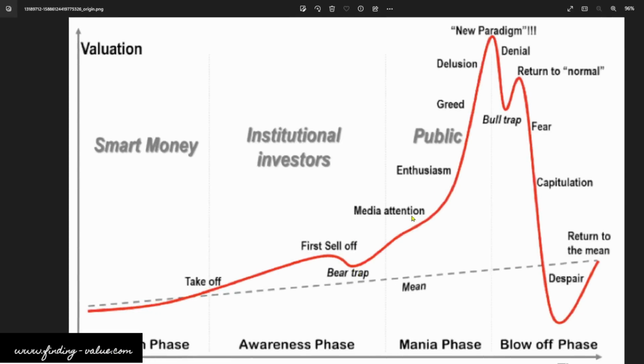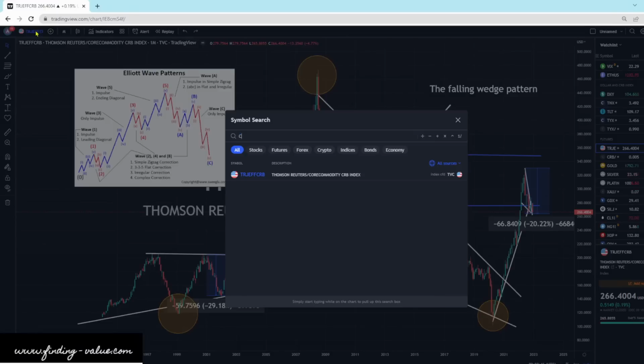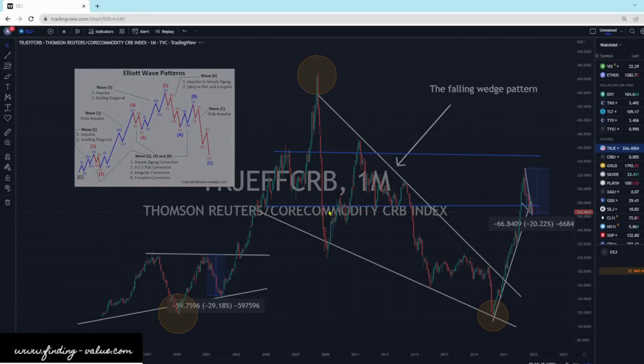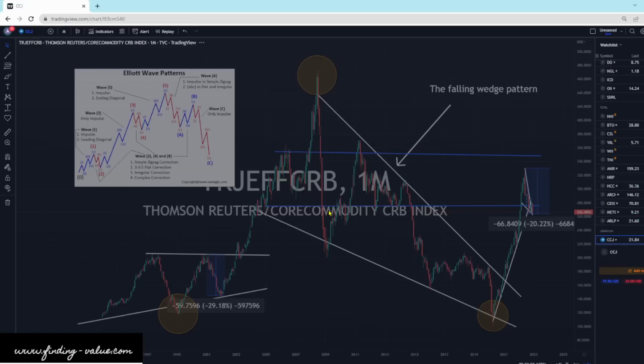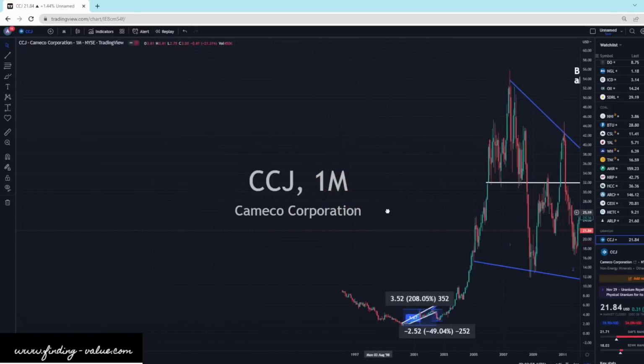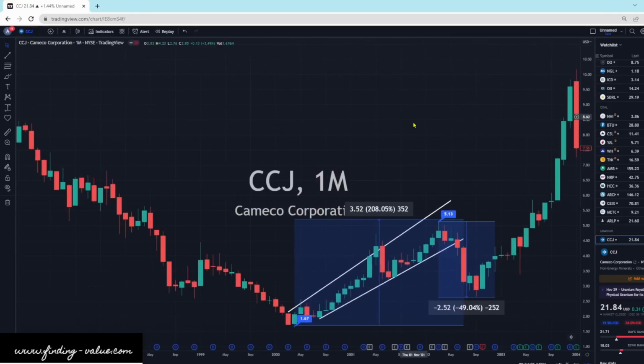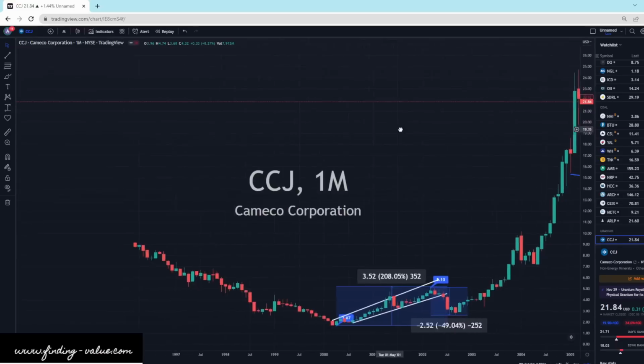That's the first sell-off. Then we're going to go into the media attention phase, the enthusiasm phase, and then go into the greed and delusion phase. I said that we were probably early in this, so we can look at specific examples. I'm going to pull up Cameco, CCJ, for an example for everyone, so we can look at what the chart looks like. I'm going to go back to the old bull market so we can look at that.